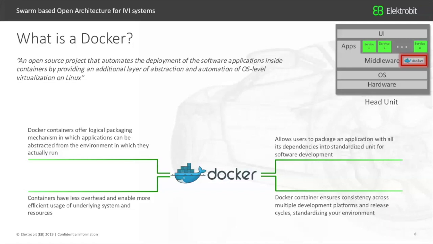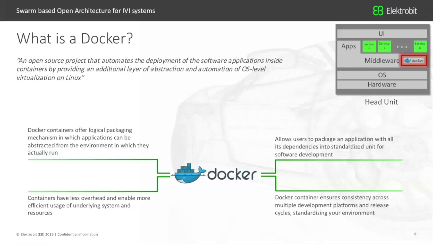So these are some of the features that a Docker container offers. It's a logical packaging mechanism where applications can be abstracted from the environment in which they actually run. It provides a sandbox, a logical packaging where all the dependencies and libraries needed for a process to run are packaged together and isolated, and it is also assigned resources which will be used when it runs. In that way, it is completely isolated and segregated. Containers also have less overhead and enable more efficient use of the underlying system.